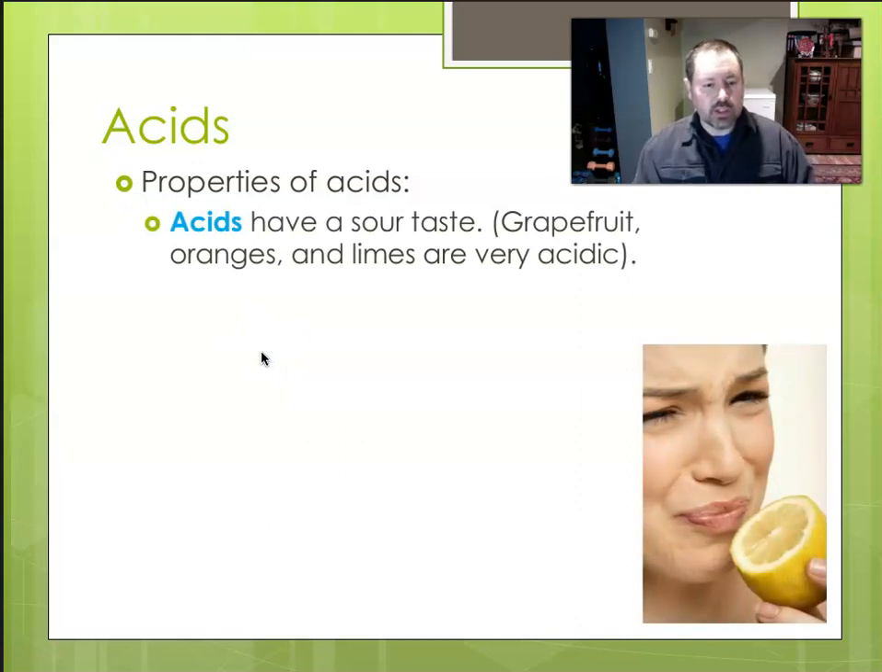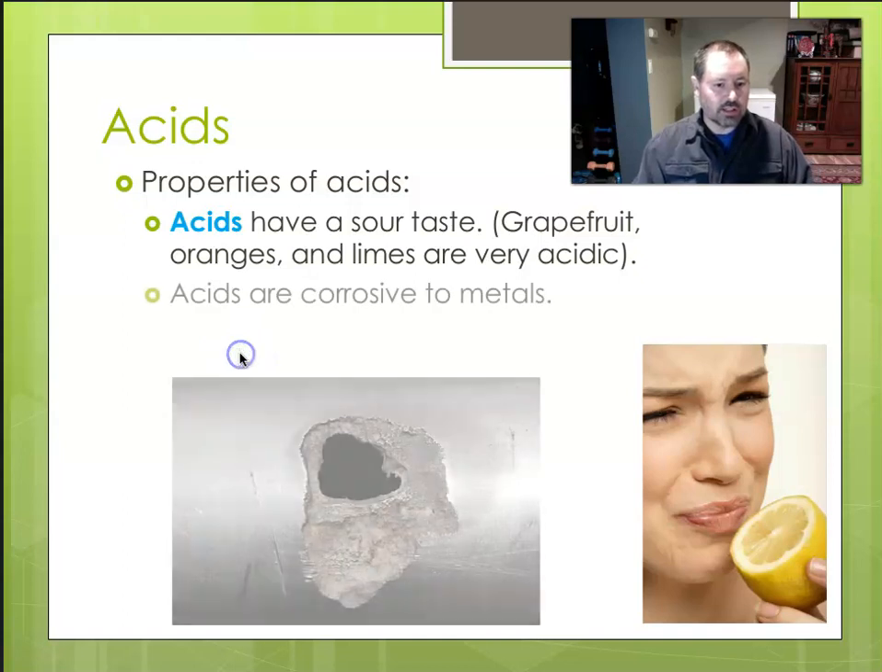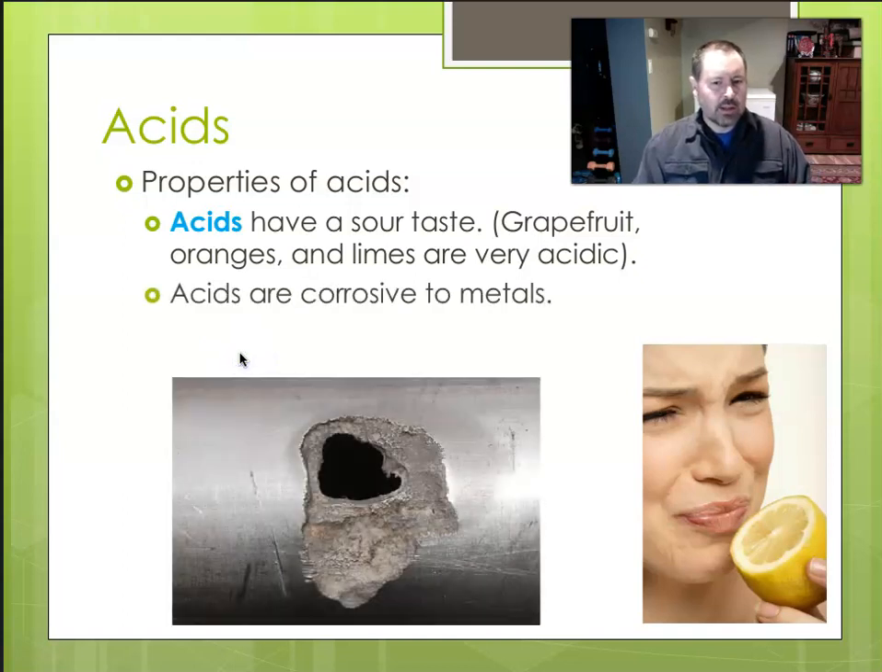Acids overall, they're pretty sour. Not that you should try all acids. So things like grapefruit, oranges, limes, those are very acidic. They've got kind of a tart, sour taste. And the other thing that you should know about acids is that they are corrosive to metals. They start to eat away at metals, and they react with metals.